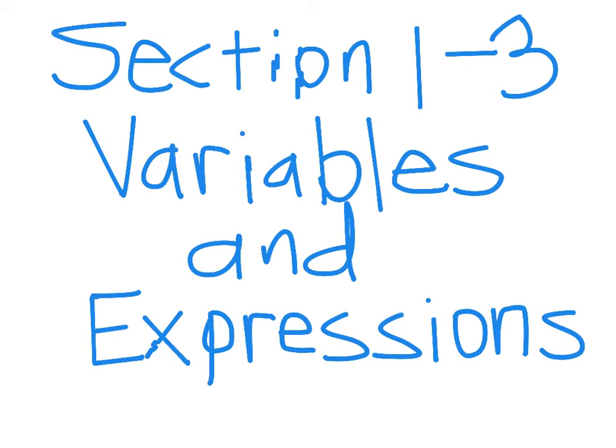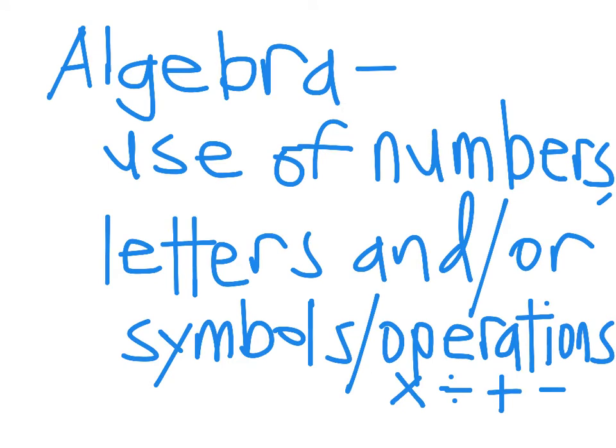Alright, this is section 1-3 called Variables and Expressions. So I'm going to go ahead into some vocabulary first. And so the first vocabulary term is called algebra, and in the book it says it's a branch of mathematics dealing with symbols. Another way to say that is we're just using numbers, letters, and/or symbols or operations. So algebra just has variables in it, numbers and letters that you put together. We'll learn that a little bit more throughout the year.